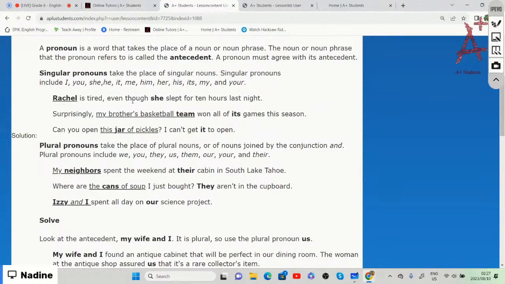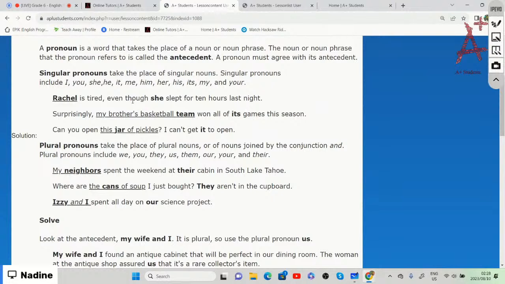And then "when" is the pronoun that tells us where. There is the pronoun which tells us about my neighbors. The cans of soup I just bought, they aren't in the cupboard. So the cans of soup is the antecedent and they are the pronoun.